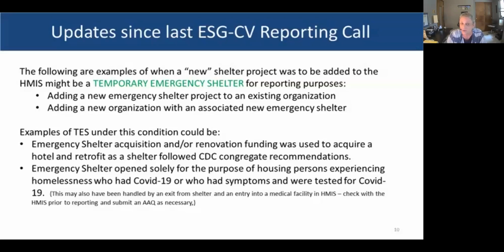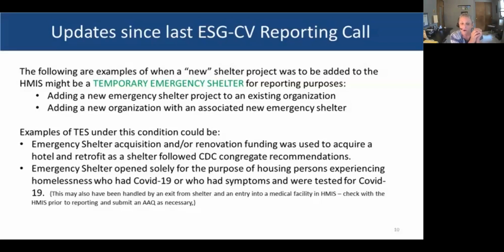So they weren't using a hotel or motel. They were literally opening up a building that they were running as a shelter. Right? There's the difference. It's not an overflow situation. It's a situation where you're adding a whole new shelter program to the mix where it wasn't there before.